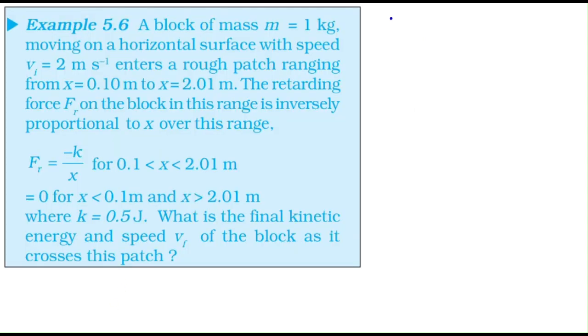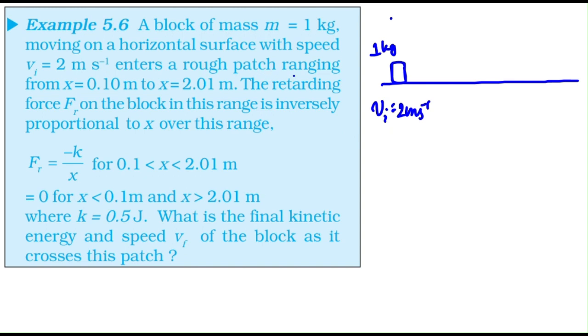So, here we have the last example. A block of mass 1 kg moving on a horizontal surface with initial speed 2 meter per second. So we are dealing in one dimension only. Let's say this is a horizontal surface, and on this surface a block is moving. Mass is 1 kg, it makes our calculation simple, and initial speed is 2 meter per second.